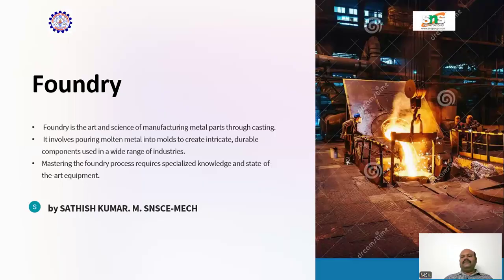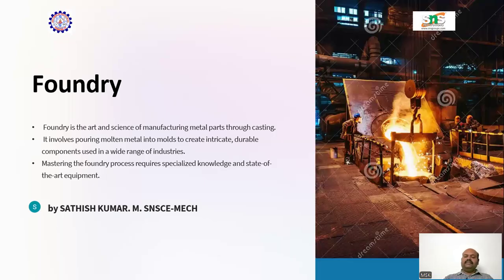So what is casting? Casting is a process of making a mold and pouring molten metal into the mold. So we have certain elements called iron, aluminum, and rare earth elements. All these elements are taken from their ore, processed, and melted in a furnace, and then transferred to the mold where the required shape and components are produced. So it involves pouring metal into molds, creating intricate and durable components.